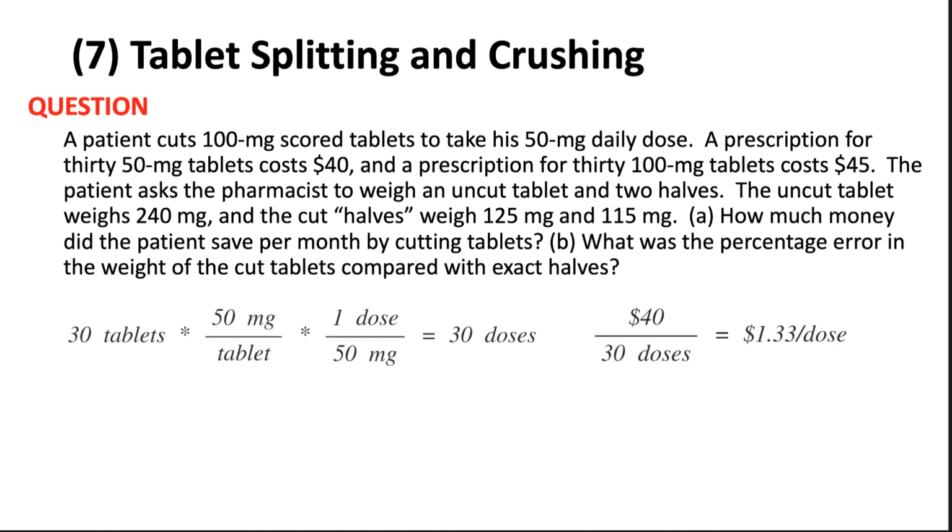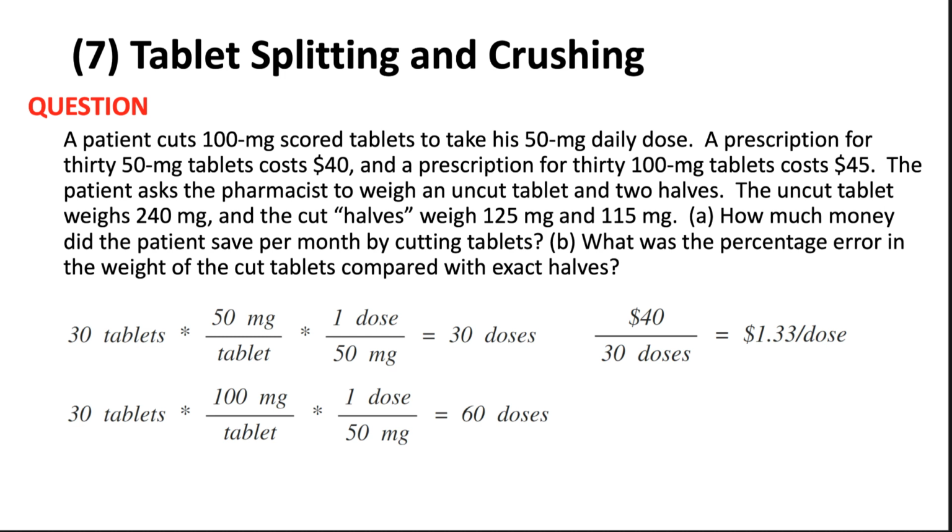Well, we paid $40 for the prescription that contained 30 doses. So $40 divided by 30 doses means we were essentially paying $1.33 per dose. Okay? Now that's easy breezy. Hopefully that made sense. Now, what's a little bit weirder is now let's look at this other example where let's actually buy 30 100 milligram tablets.